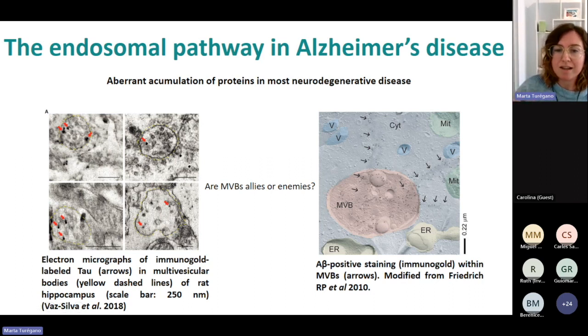Because they have a role in degradation of the proteins that are aberrant or are not working very well, but they could propagate these malformed proteins in some way to the extracellular medium by exosomes, so they could replicate a prion-like way for this disease. So this question is not clarified yet by science.